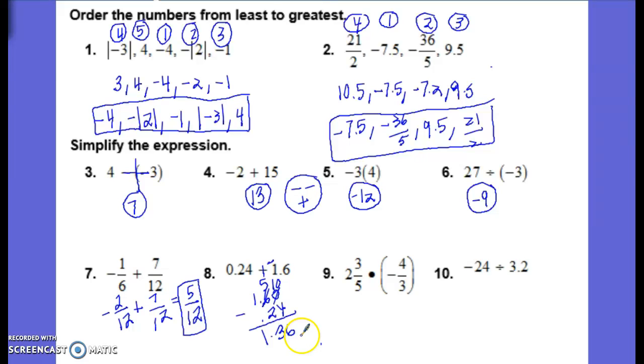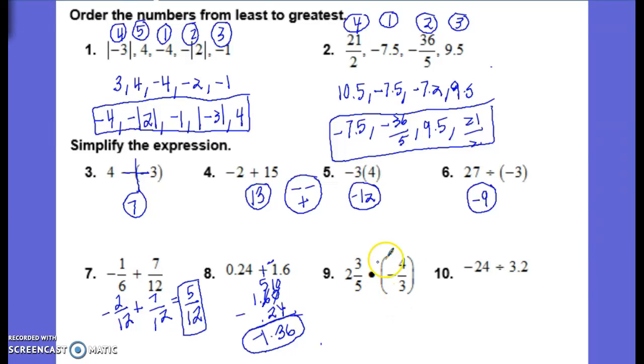This time you get 1.36. Is it going to be positive or negative? In this case here, team negative wins, so your answer is going to be negative 1.36. Okay? You can think of it as money too. $1.60 is bigger than 24 cents, so this one is actually going to be larger.